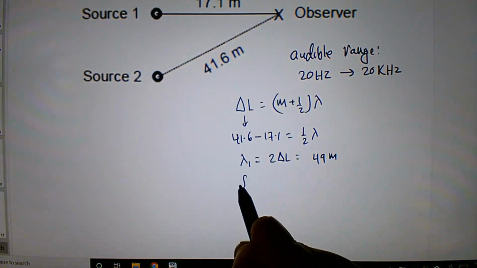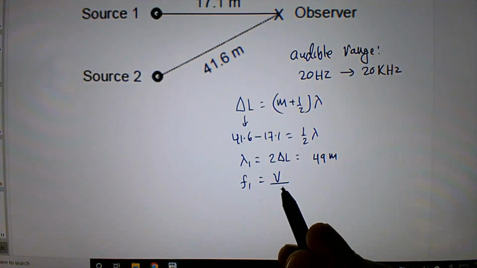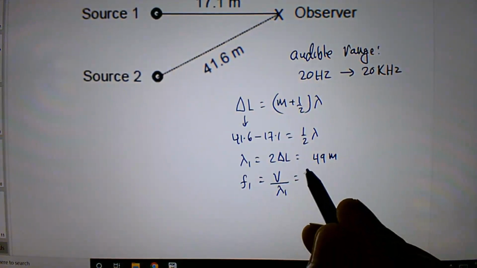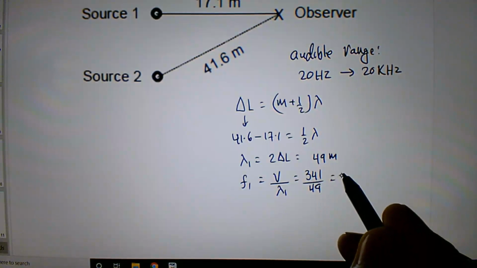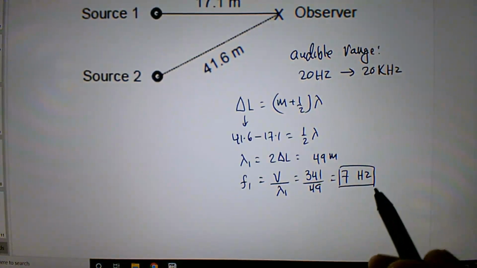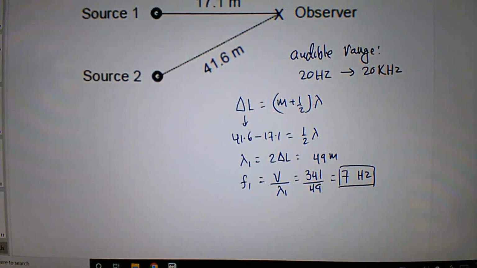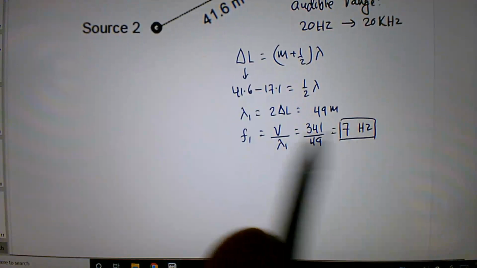Okay, and what's the frequency associated with this? Frequency is just the speed of sound, which is constant, divided by lambda 1. It says to use 341, so that's going to give you 7 hertz. But the problem is it's not audible. You cannot hear 7 hertz, because the question wants you to find frequencies in the audible range. So let's keep solving.